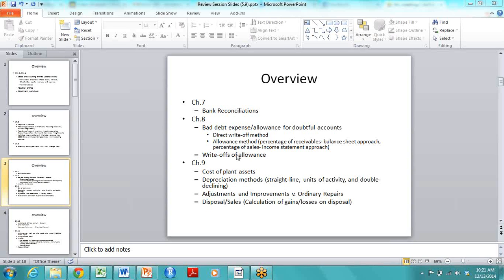When you have percentage of sales, what you calculate as the percentage of sales is actually going to just be whatever the actual calculation is. So there's a difference in the 2 that you need to make sure that you understand. The last thing in Chapter 8 is going to be write-offs of the allowance. So those are, I think, the key things for Chapter 8.